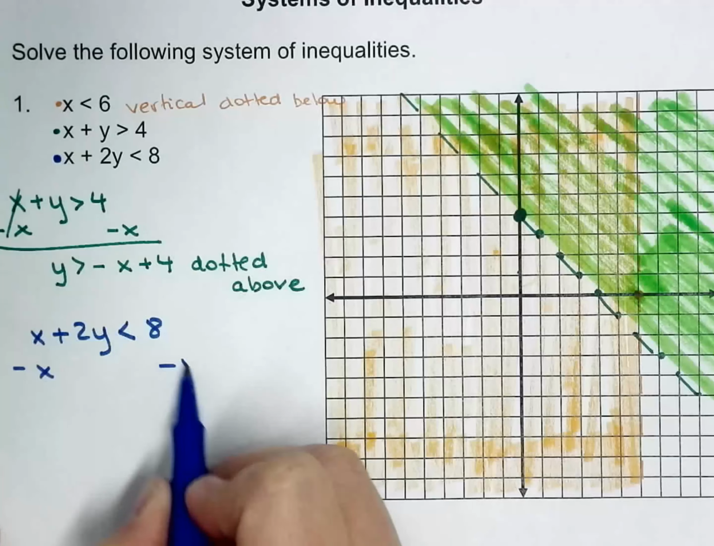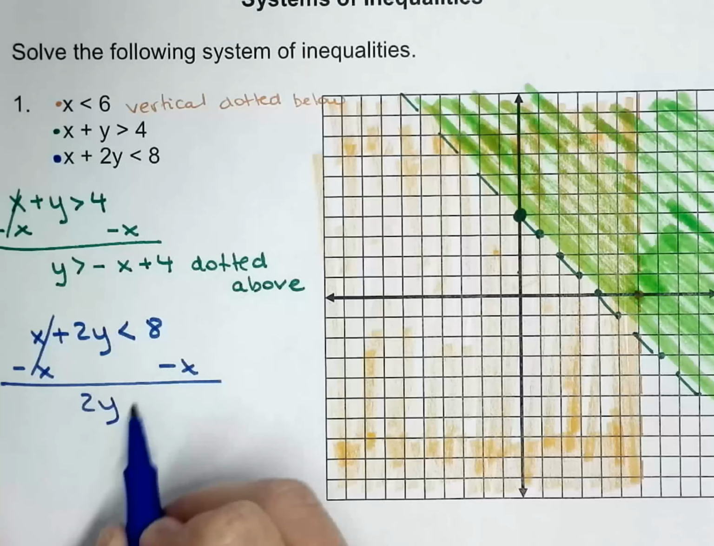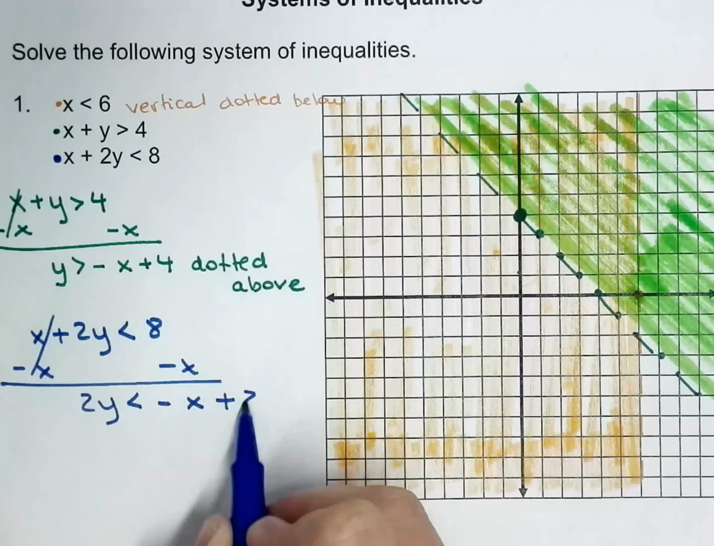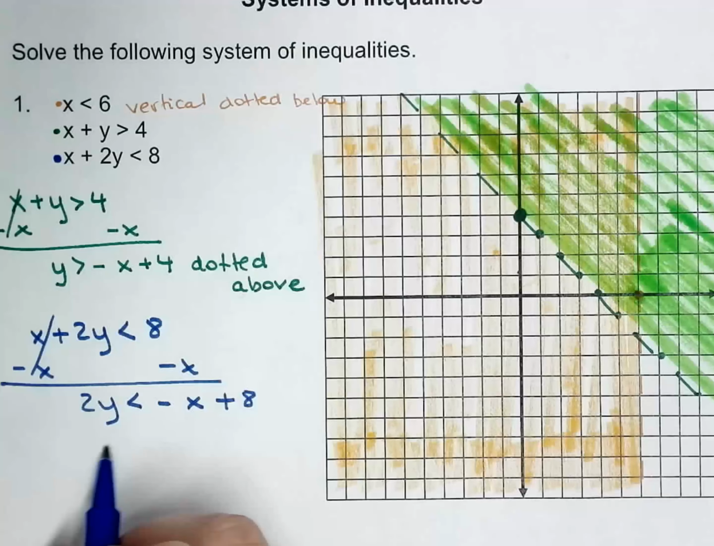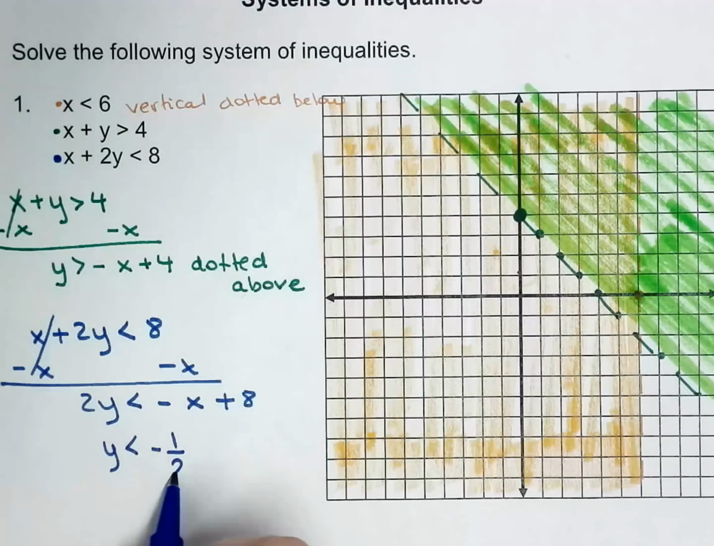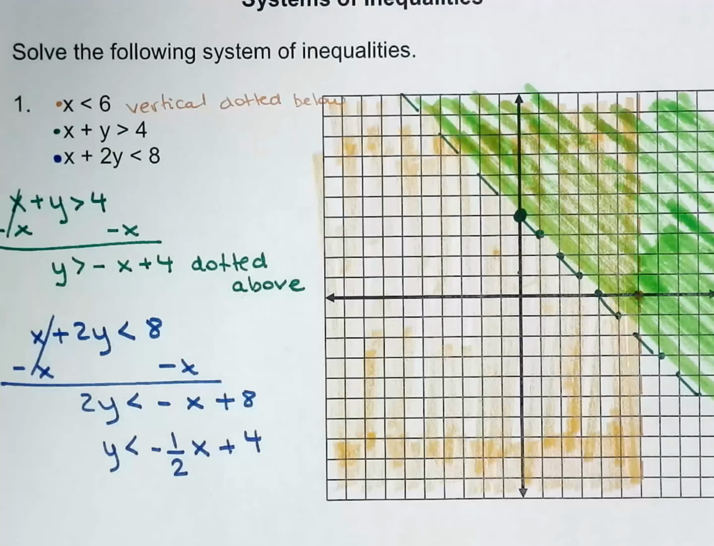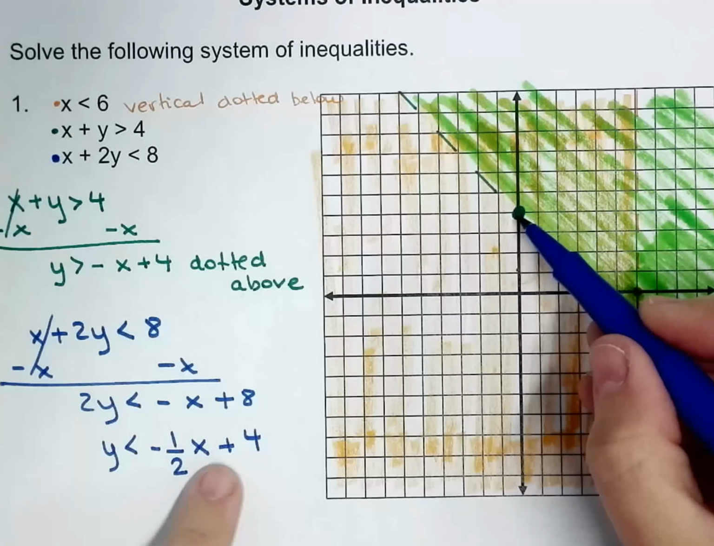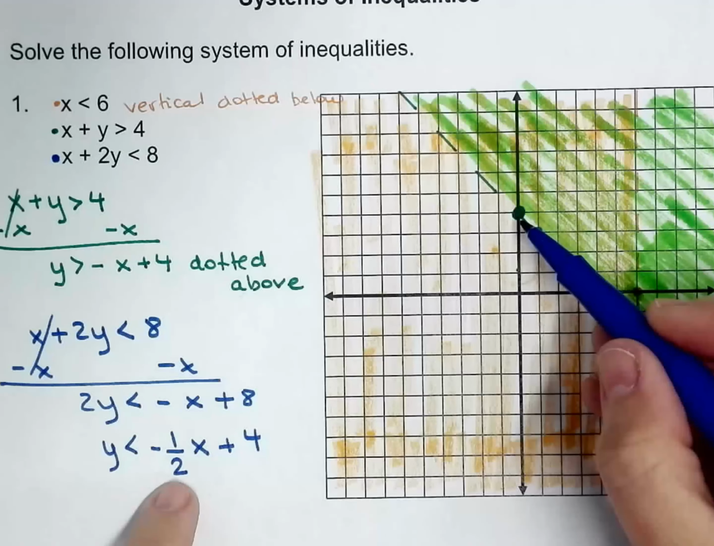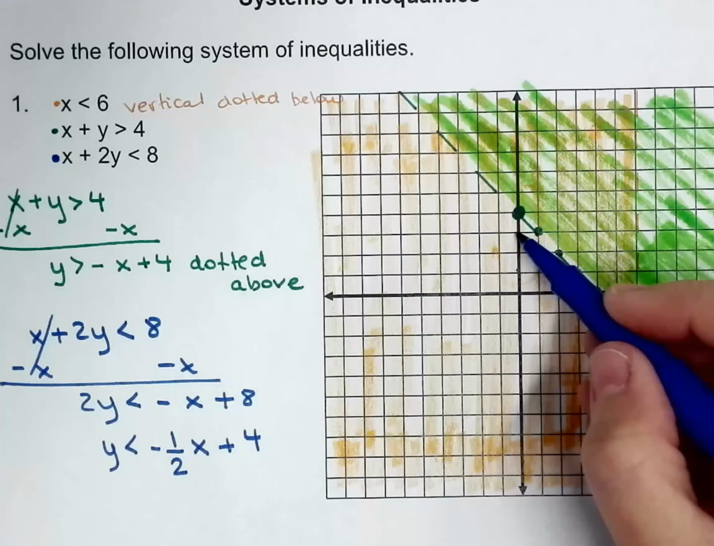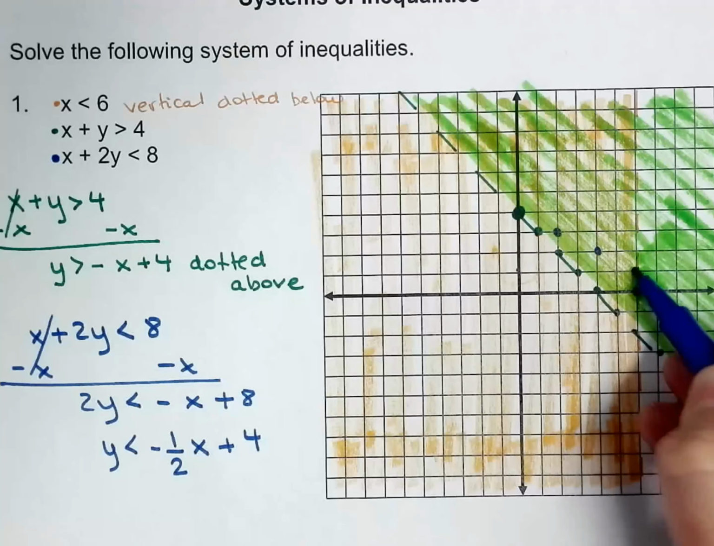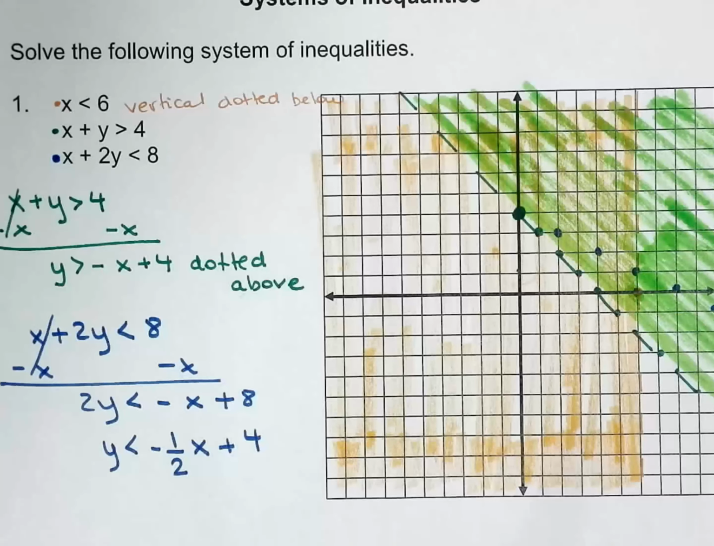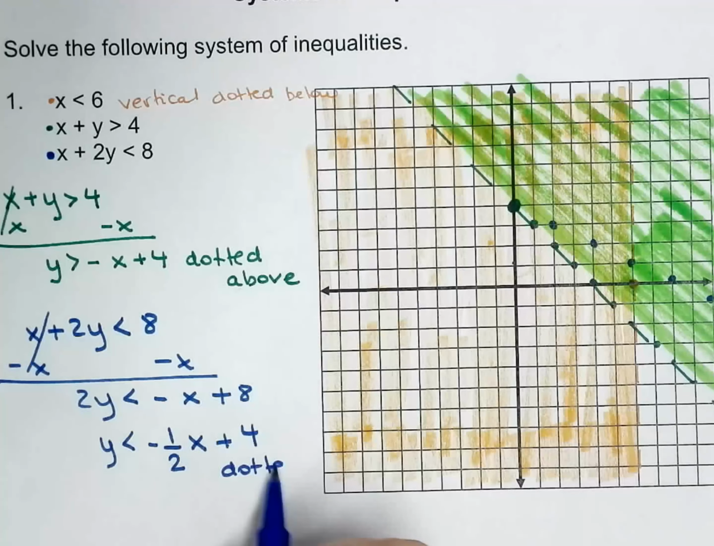So minus x on both sides. I have 2y is less than negative x plus 8. Now you divide everybody by 2. So your slope right here is negative 1 over 2. 8 divided by 2 is 4. Okay. So your line is right there at 4. And the slope is negative 1, right 2. Negative 1 over 2. So you go down 1. You go over 2. Down 1 over 2. Also a dotted line. And you're going to shade below.